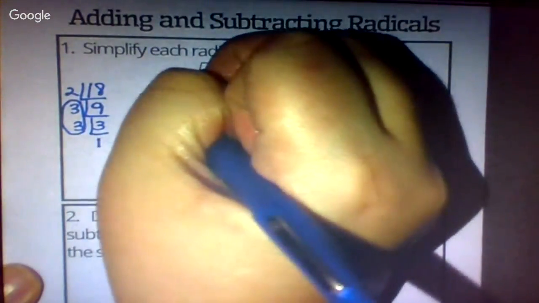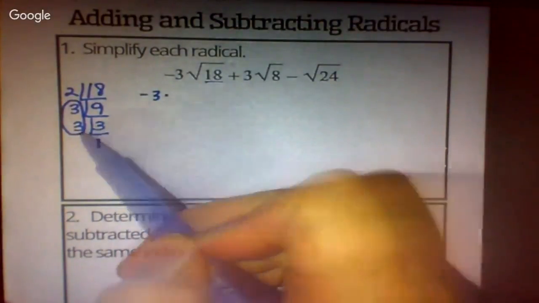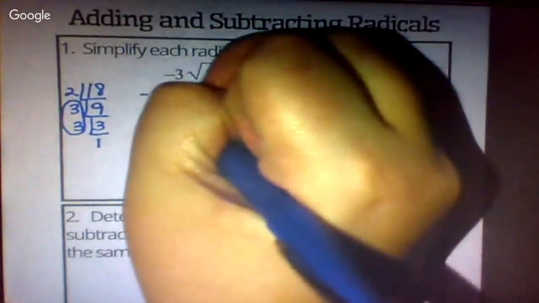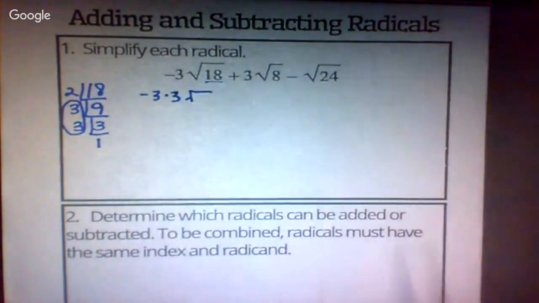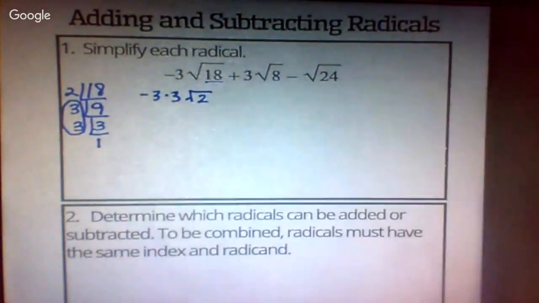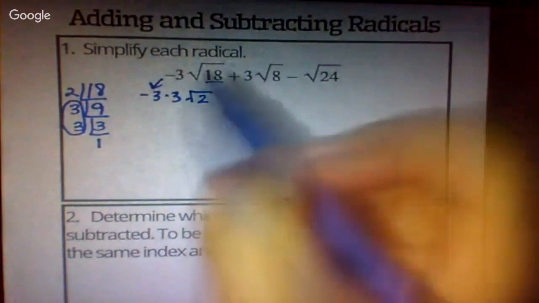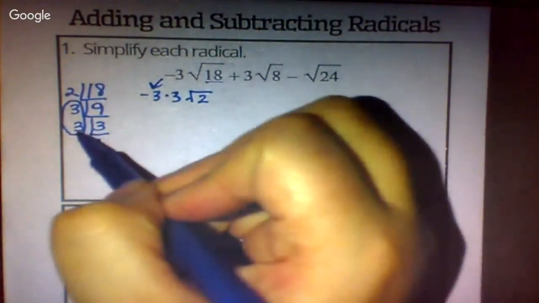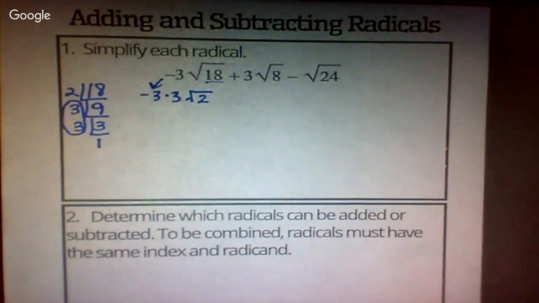Hold on. We have a -3 here first. Times, I'm pulling out another group of 3s. So that goes here. What's left underneath my radical? A 2. That's your leftovers. So this -3 came from here. This 3 came from what I pulled out and grouped together. And then my 2 was left over. It went back underneath. Leave it at that for now.